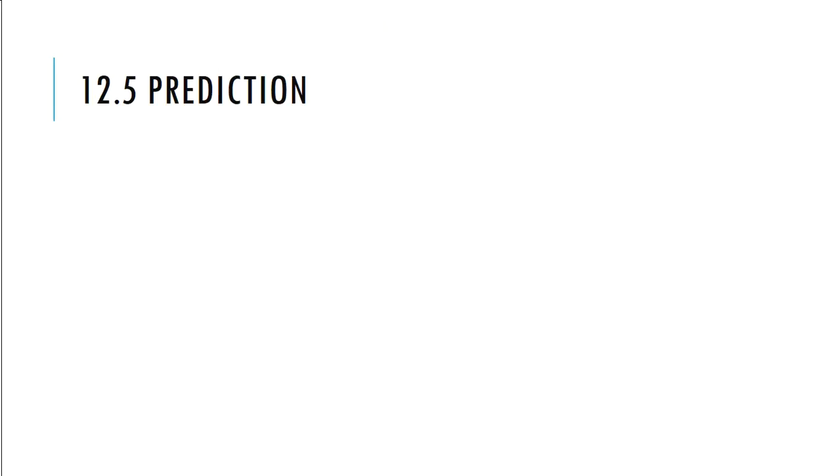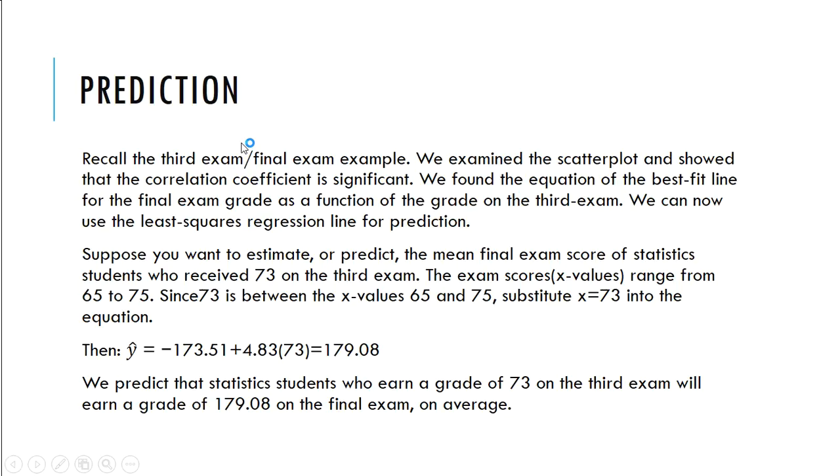So let's keep going. Now we're going to talk about prediction. If you recall the third exam and the final exam examples, we examined the scatter plot and showed that the correlation coefficient is significant. We found the equation of the best fit line for the final exam grades as a function of the grade for the third exam. We can now use the least squares regression line for prediction.